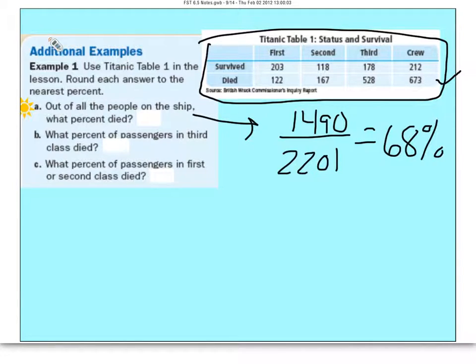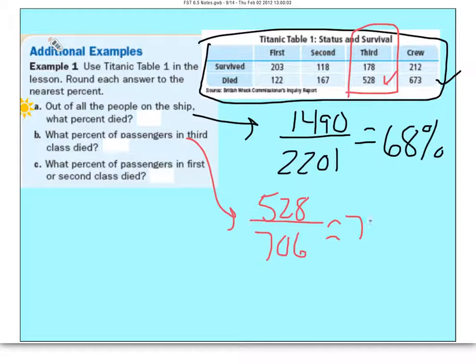Letter B. What percent of passengers in third class, so there's our third class folks, actually died? So we are looking at those numbers here. For this one, the total of third class is 706 people. Those that died was 528. The percent's about 75%.